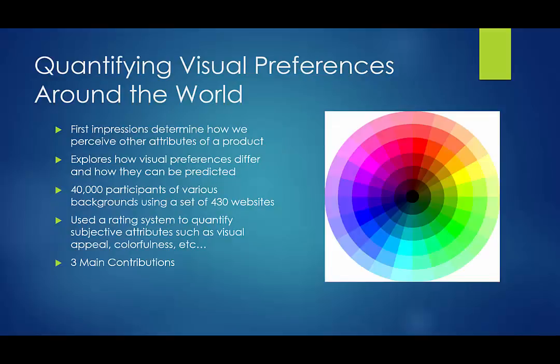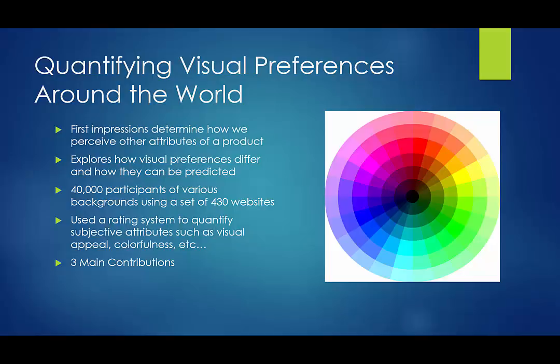Alright, so I'm going to talk a little bit about a paper that was presented at CHI 2014, quantifying visual preferences around the world. So as I mentioned earlier, first impressions determine how we perceive other attributes of a product. So when it comes to designing a web page, you want to make sure that you give off the right impression to the right group that you're targeting. So this experiment explores how visual preferences differ and how they can be predicted.